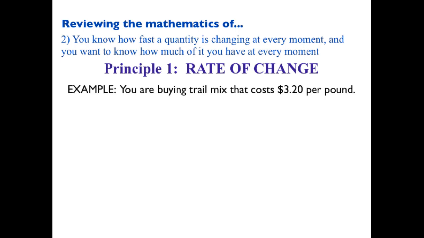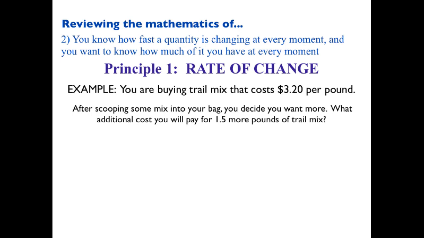So here's an example. You're buying trail mix that costs $3.20 a pound. You've got some in your bag, but then you decide you want more. What additional costs will you pay for 1.5 more pounds of trail mix? I want everyone to figure that out by yourself. Everyone figure that out, and write out your work. Don't do it in your head. How much more would you pay for 1.5 more pounds of trail mix?